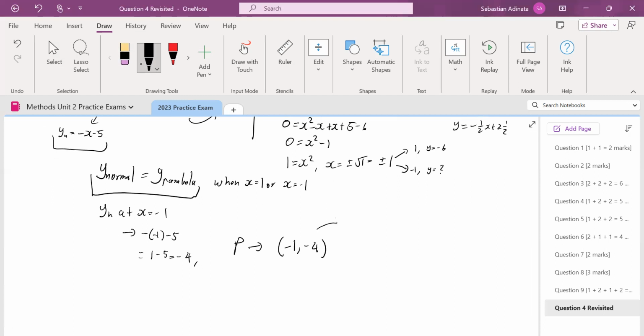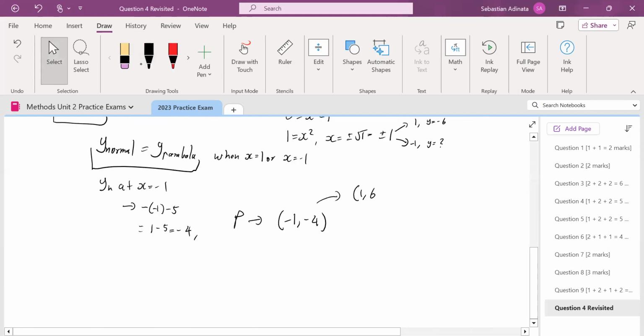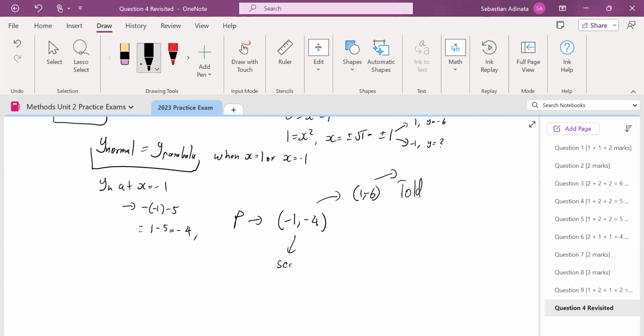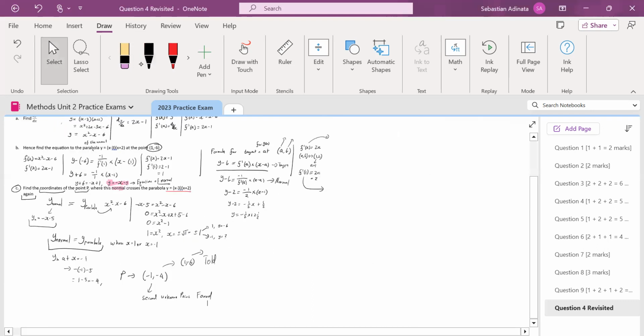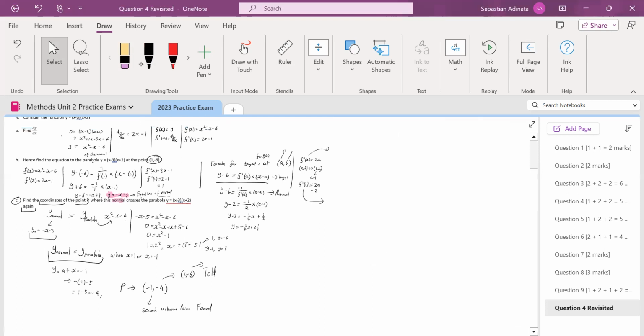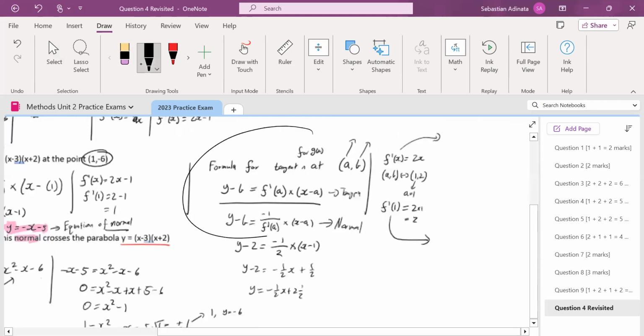We know it's not 1 and -6, because this was already told and they wanted us to find the second, unknown point. The second point is found. Awesome. So let me know if this was unclear or if there are any other steps. I'm also happy to go over the formula again.